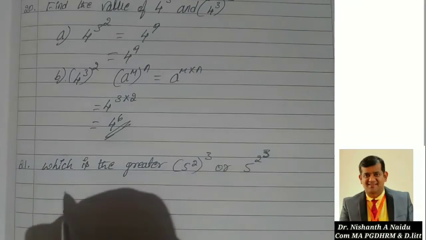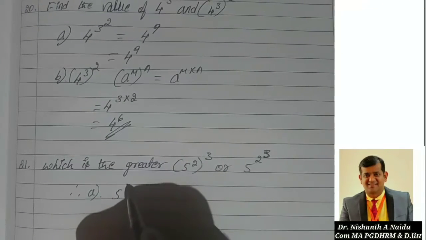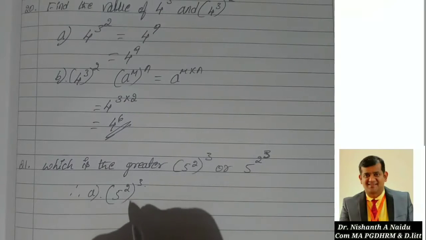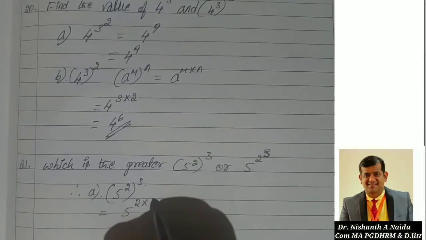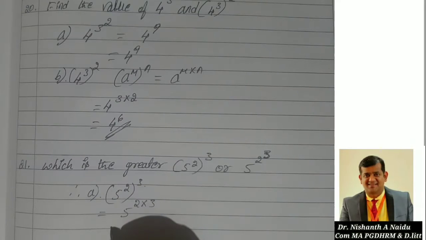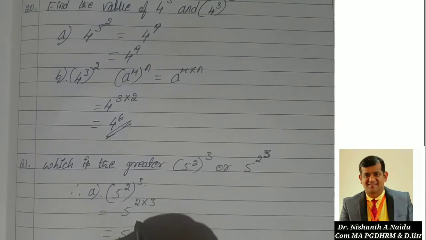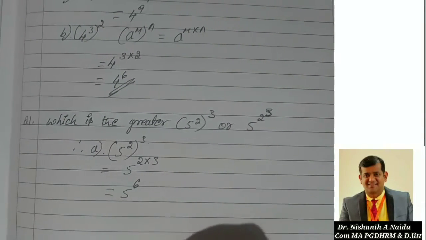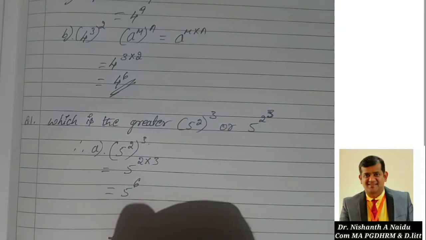So first let us do part A, 5 to the power 2 whole power 3. Next line, simplify that: 5 to the power 2 into 3. 2 3s are how much? 6. So that is equal to 5 to the power 6. Okay, so next I have to do it for B.